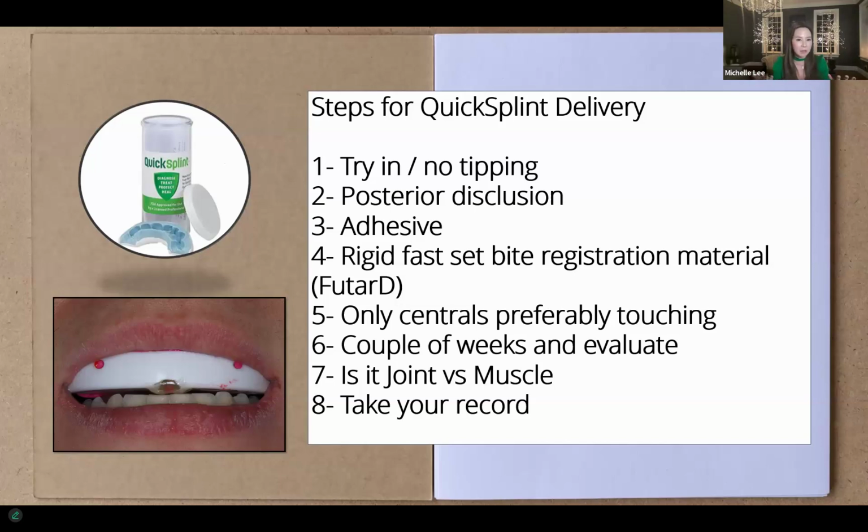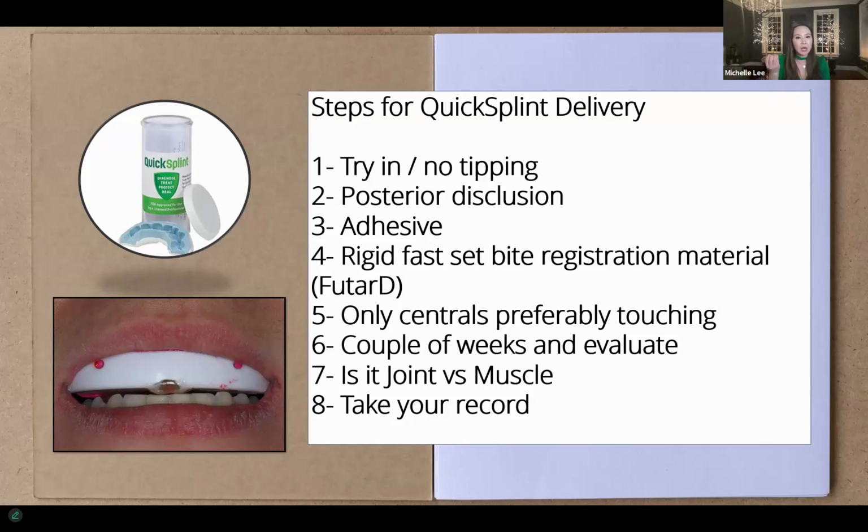And you have the patients come back in a couple of weeks and you evaluate. Is it joints versus muscle? And if you need to take a record, you can do that. I have had patients immediately in a quick splint, and they'll come back, or they'll even call and say the first night I wore it, it's been extremely comfortable. My muscles are not sore, my headaches are better. And I've also had patients that said, doc, I hate to disappoint you, but I just can't wear it. Actually my joint hurts worse. So this is a really good way to diagnose joint versus muscle.